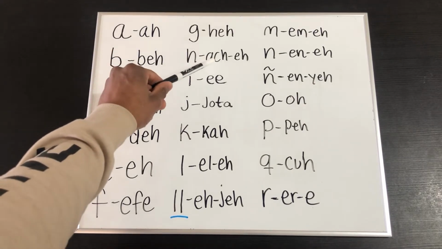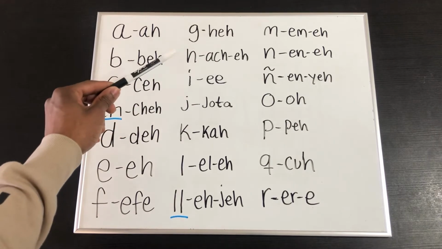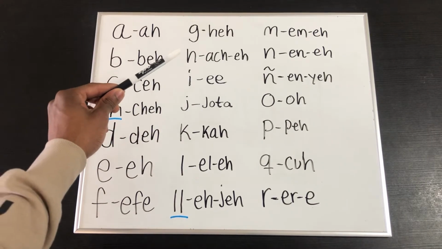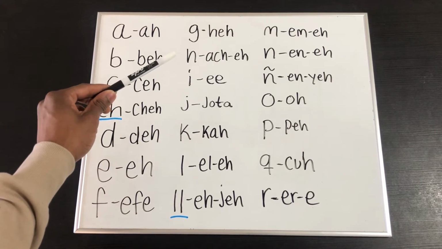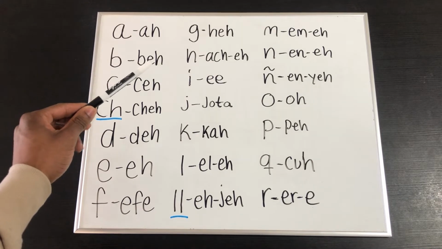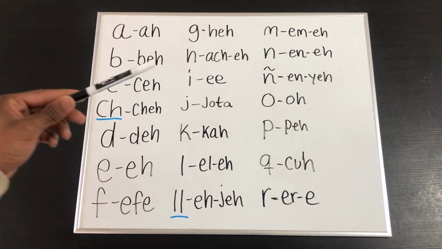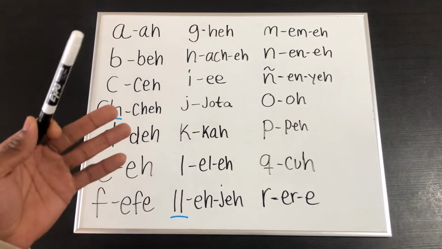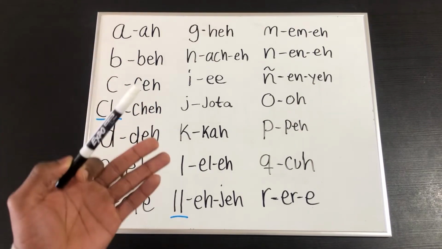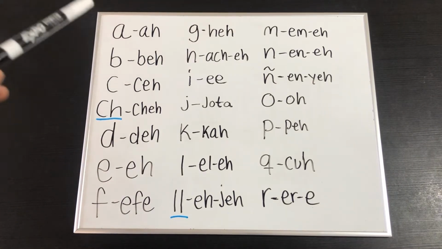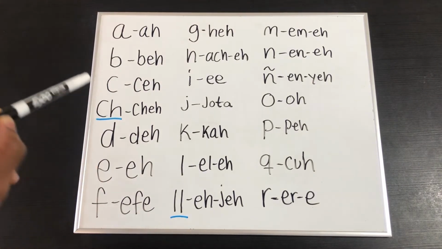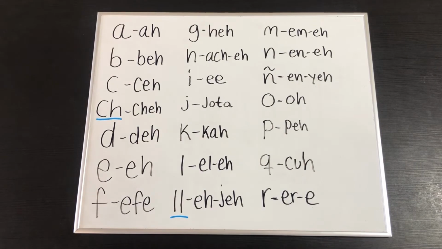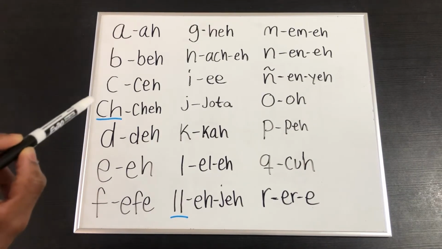H is H, and then we also want to remember that the H in Spanish is always silent. So it will not have any sound when you are pronouncing it. So for example, if we are saying the word hola, that actually has the letter H in front of it. So we wouldn't be saying hola, we're always going to say hola. We're going to be starting with the O.